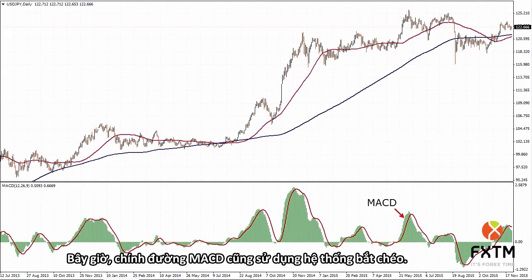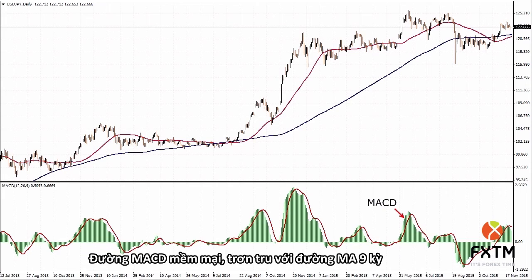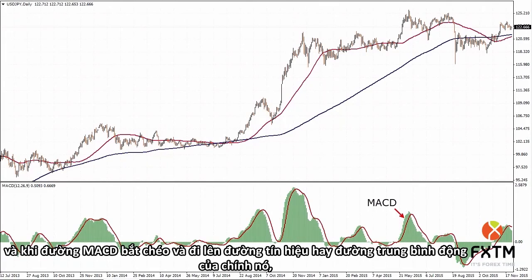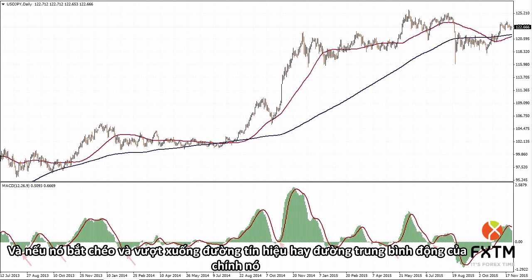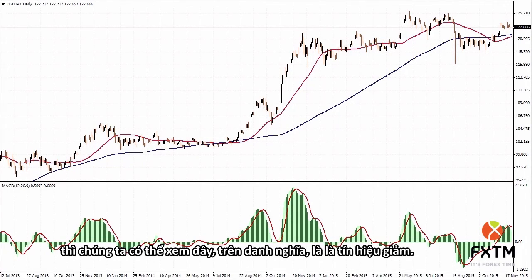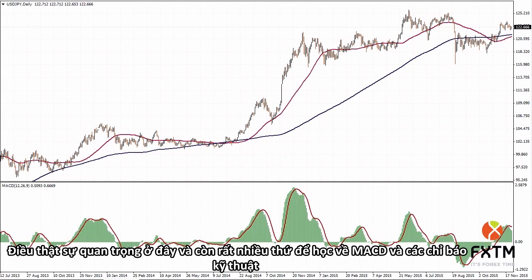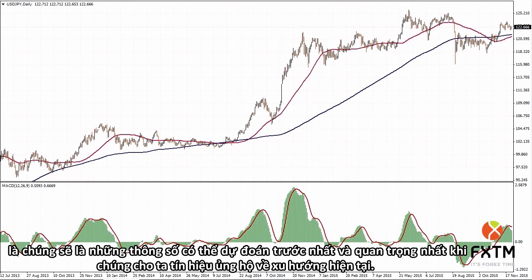Now the MACD line itself also uses a crossover system. So the MACD line is smoothed with a 9-period moving average. And when the MACD line crosses above that, what we call the signal line or its own moving average, we look at that as a nominally bullish signal. And if it crosses below its signal line or its own moving average, then we would look at that as nominally somewhat bearish. Now what's really important here, and there is still much to learn about the MACD and other technical indicators, is that they're going to be most predictive or most valuable when they give us a signal in favor of the prevailing trend.